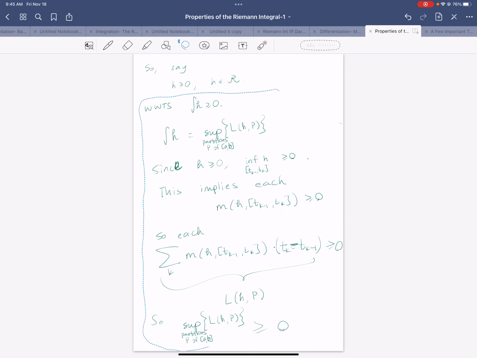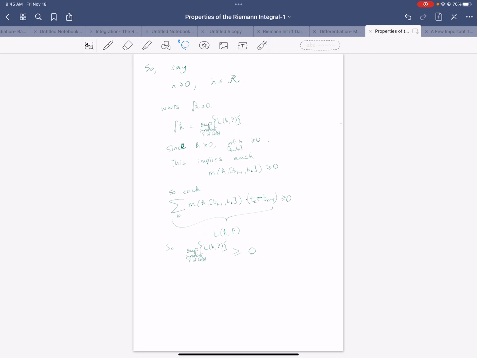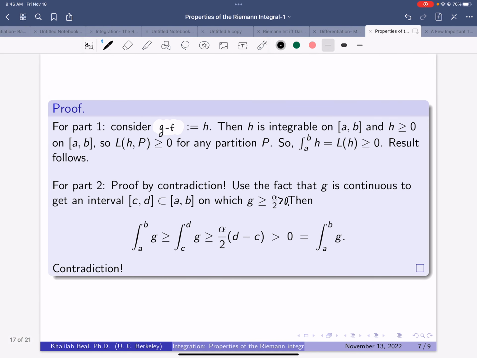We're basically trying to rigorously prove that if the graph of your function is above the x-axis, then any upper sums and any lower sums are going to be bigger than or equal to 0. So the integral has to be bigger than or equal to 0. Okay? So that would be the proof here.